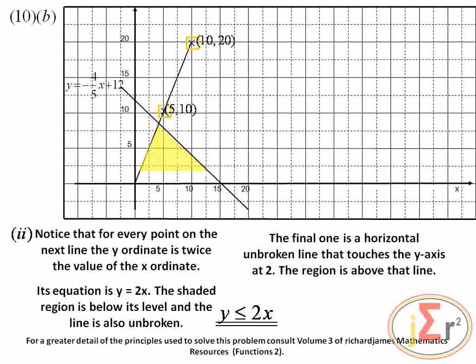The final one is a horizontal unbroken line that touches the y-axis at 2. The region is above that line. So the region is above the line in this particular case. So y is greater than or equal to 2.